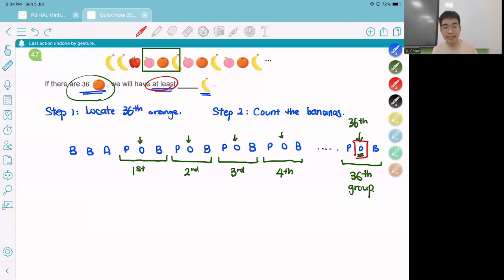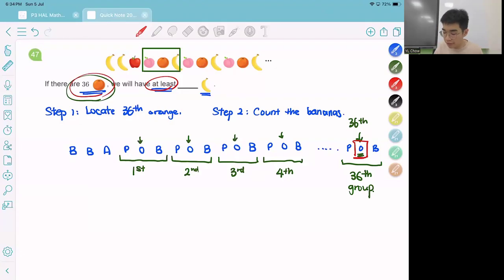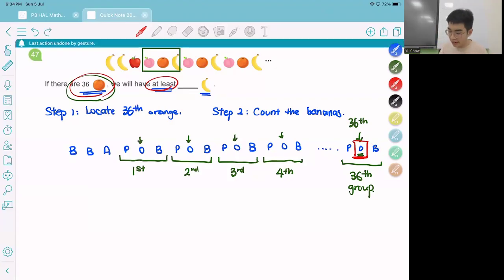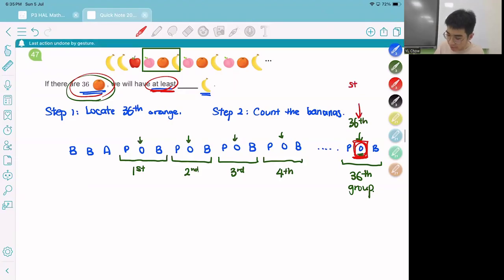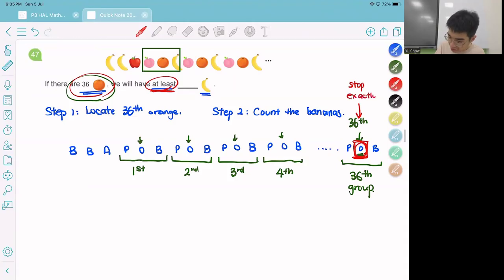Why? Because I already say there are 36 oranges. Once we reach this point, there are already 36 oranges. I don't care whether I put anything behind. The group doesn't even need to be complete. As long as there is the 36th orange here, then I'm fine. Now, if I want at least how many, then I should stop exactly on the 36th orange. I don't move further.